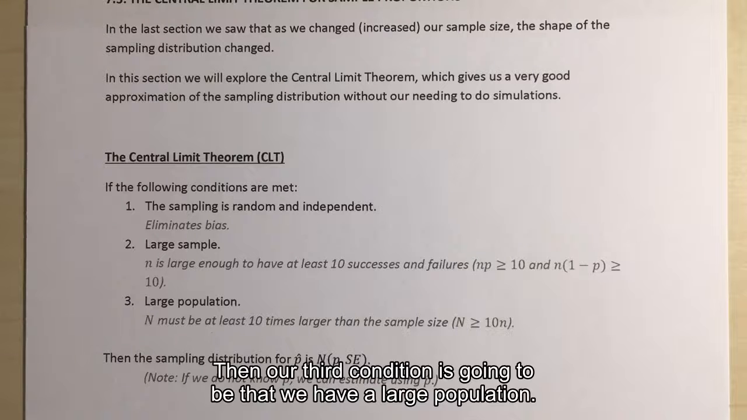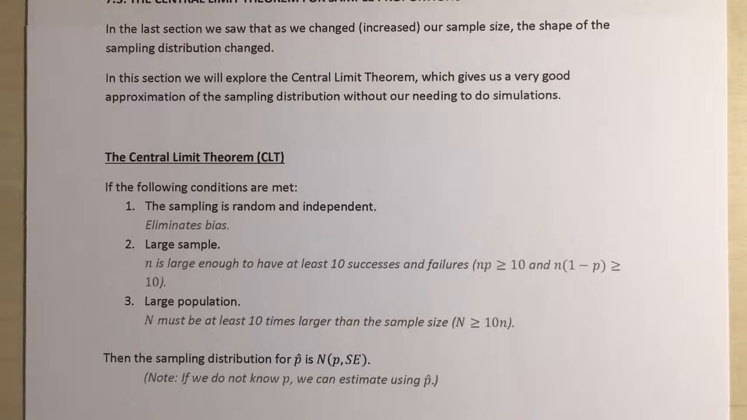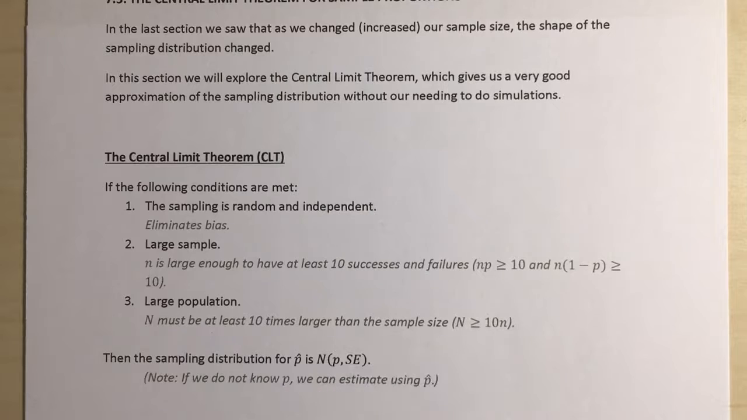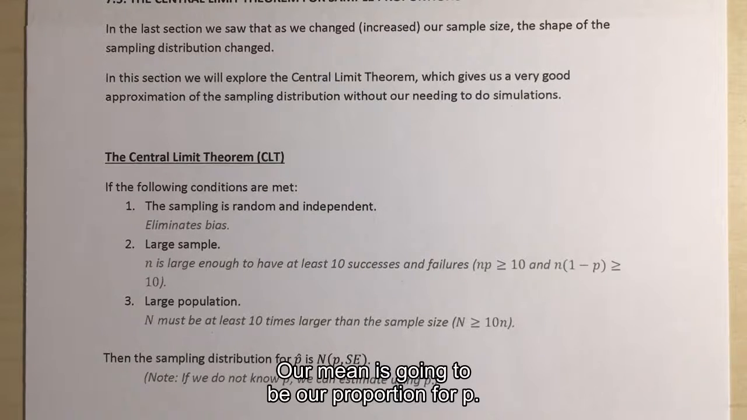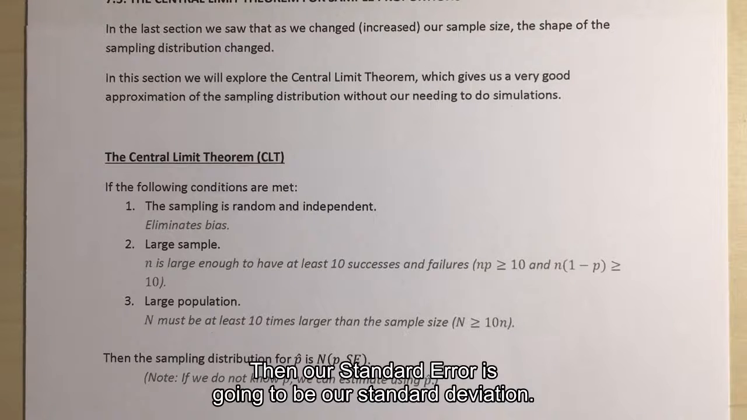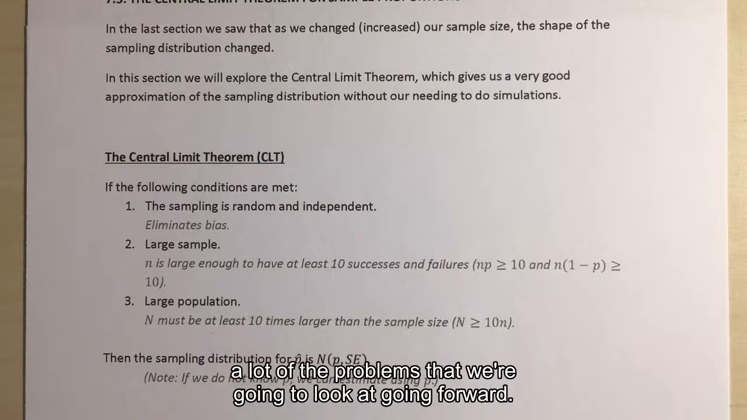Our third condition is that we have a large population. Capital N must be at least 10 times larger than our sample size. If these three conditions are met, then our sampling distribution for p hat is a normal distribution. Remember, this N notation means a normal distribution. Our mean is going to be p, our proportion, and our standard error is going to be our standard deviation. So this central limit theorem is going to be the basis of a lot of the problems that we're going to look at going forward.